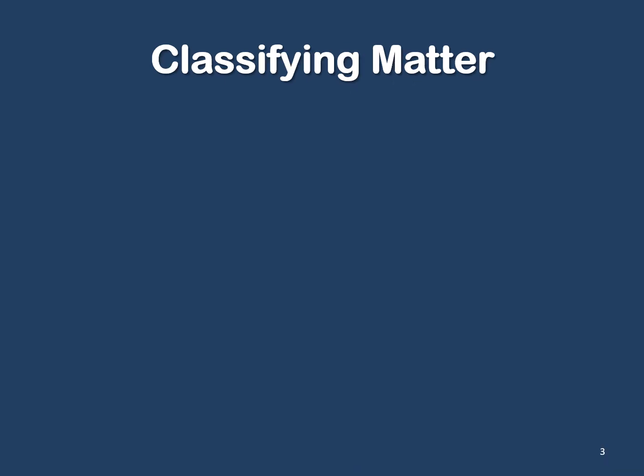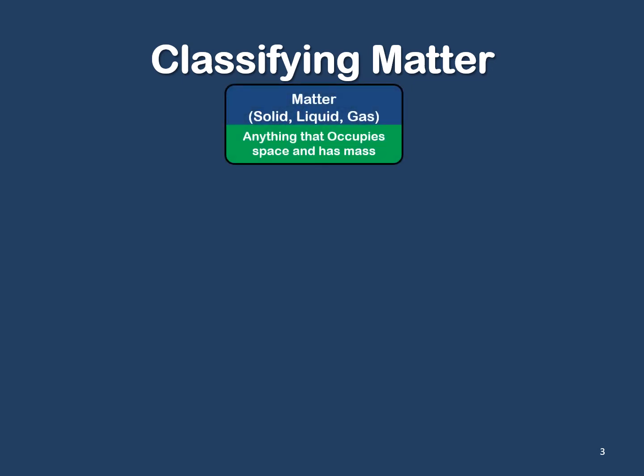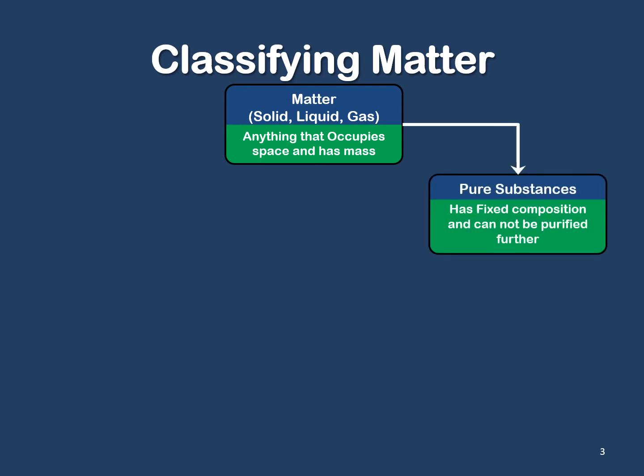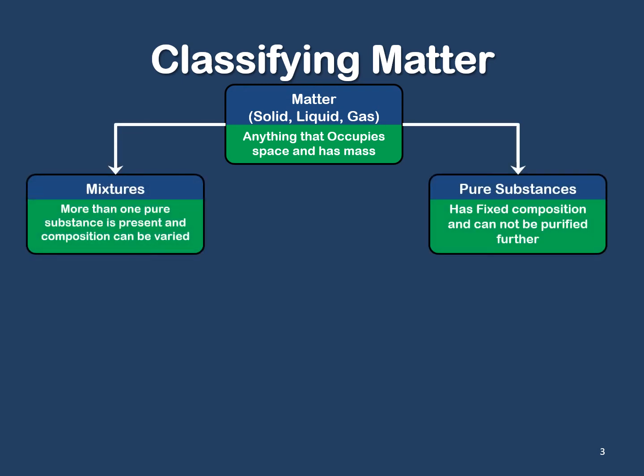All right, so let's talk about classifying matter in terms of composition. So again, matter is anything that occupies space and has mass. We can split it up initially into two different groups, pure substances and mixtures. A pure substance has a fixed composition. It cannot be purified further. It's just one substance by itself, like pure water. Water is a compound. If we have a pure sample of water, then there's no other substances present.